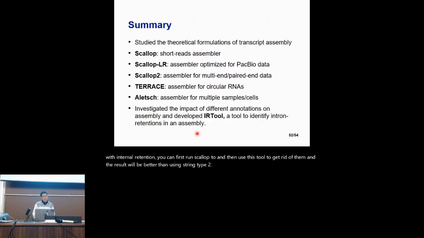All right, let me summarize. We started with the theoretical formulation of transcript assembly, and then we developed those assemblers. Scallop is an assembler for short reads RNA-seq data. Scallop-LR is an assembler for PacBio long reads. Scallop2 is an assembler for multi-end or paired-end RNA-seq data. Telos is an assembler for circular RNAs, and Aletsch is for assembling multiple samples. And we also studied the difference between RNA-seq and assembly and developed this IR tool, which is to identify transcripts with intron retentions in the assembly.